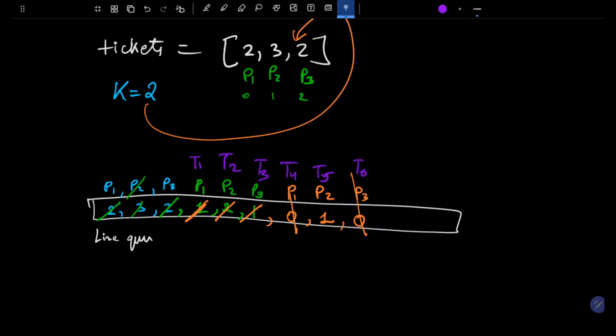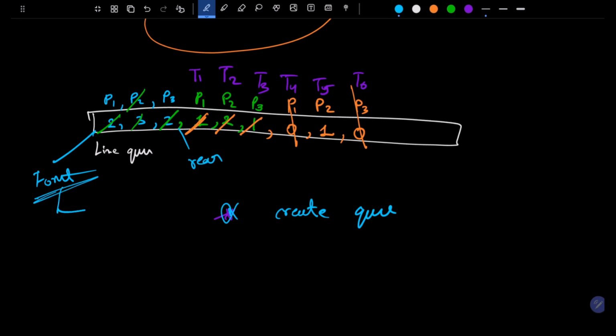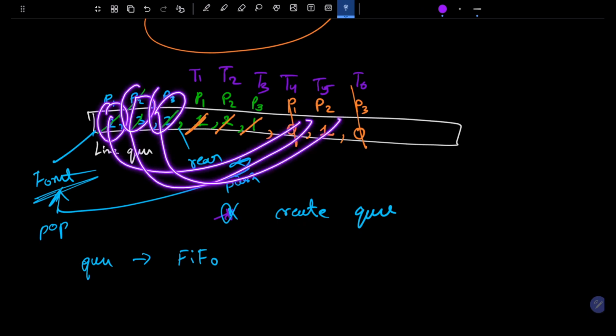So what we have done is initially created a queue. This is the front of the queue and this is the rear of the queue. We'll take one element from the queue and append it at the rear of the queue. Front will pop and rear will push.